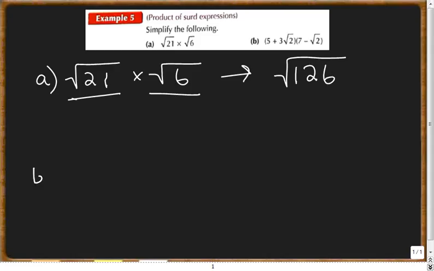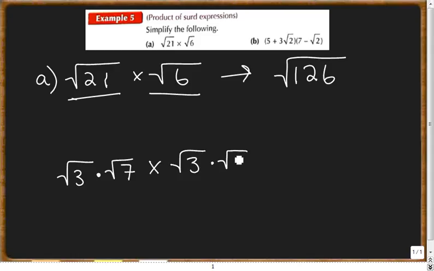Or you could start off and say, okay, well, the square root of 21 is the same thing as the square root of 3 times the square root of 7, and then you multiply that by the square root of 3 times the square root of 2, which is the same thing as 6.